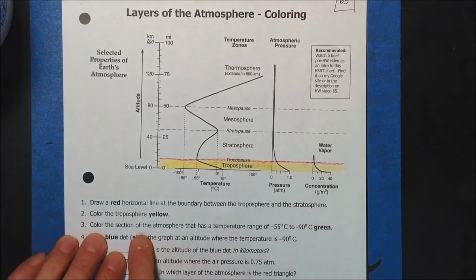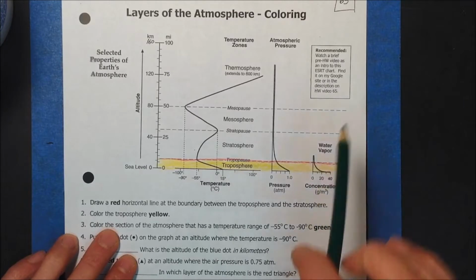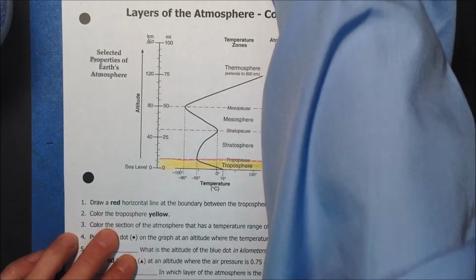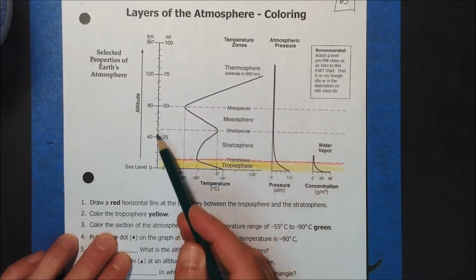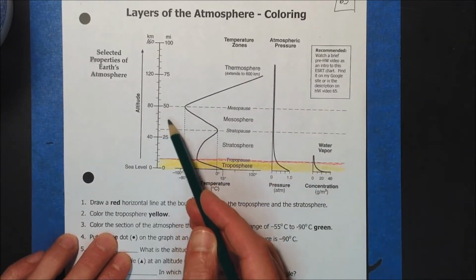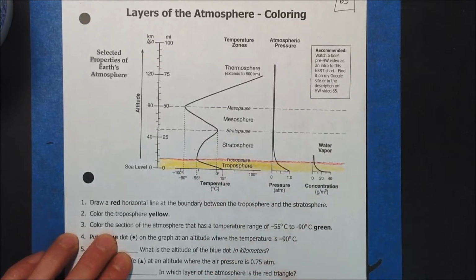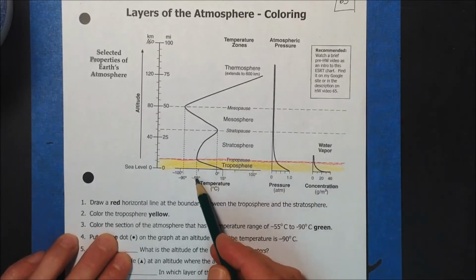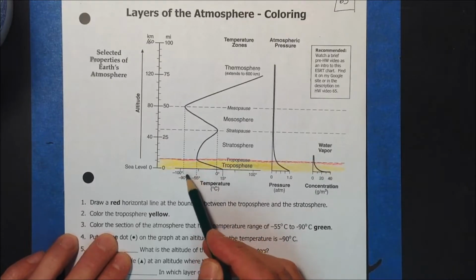So that's yellow. Color the section of the atmosphere that has a temperature range of negative 55 to negative 90 green. This is the one everyone tends to get wrong. If you get it wrong, don't worry. I've learned it's one of the harder questions. The key thing is this line shows temperature. At any given altitude, it tells you what the temperature is. So negative 55. Where's it negative 55? Well, it just touches it there, but it's not between negative 55 and negative 90.